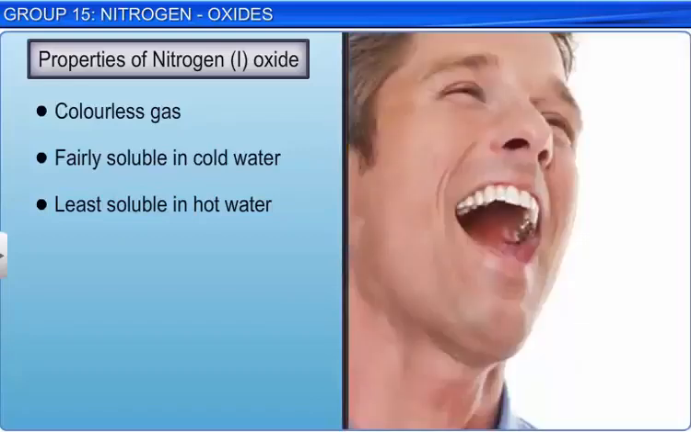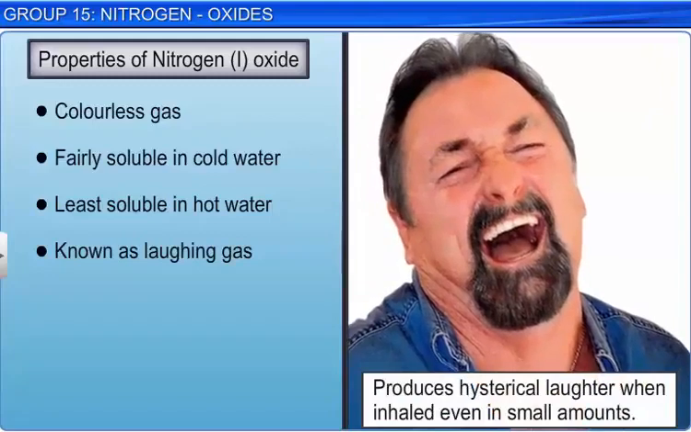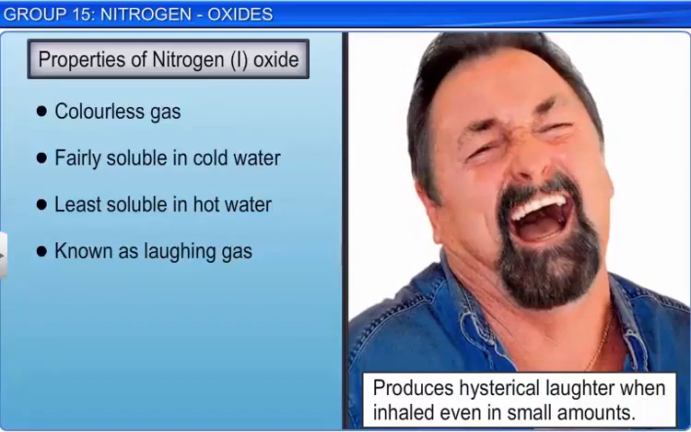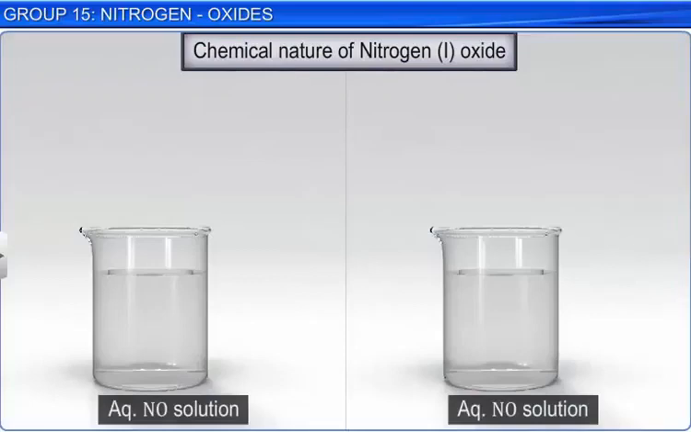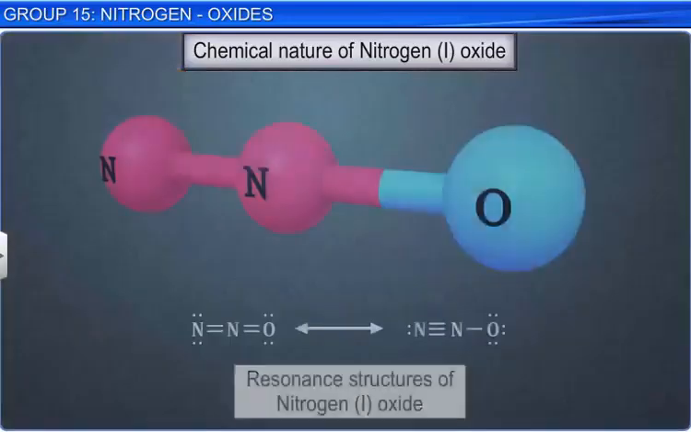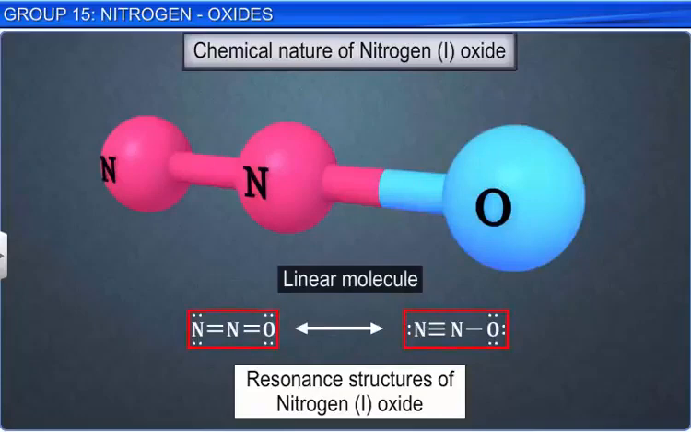Nitrous oxide is called laughing gas. Do you know why? This is because it produces hysterical laughter when inhaled, even in small amounts. Talking about its chemical nature, nitrous oxide is a neutral oxide. Nitrous oxide is a linear molecule that is a resonance hybrid of the two forms shown here. The bond lengths in the molecule are 113 picometers and 119 picometers.